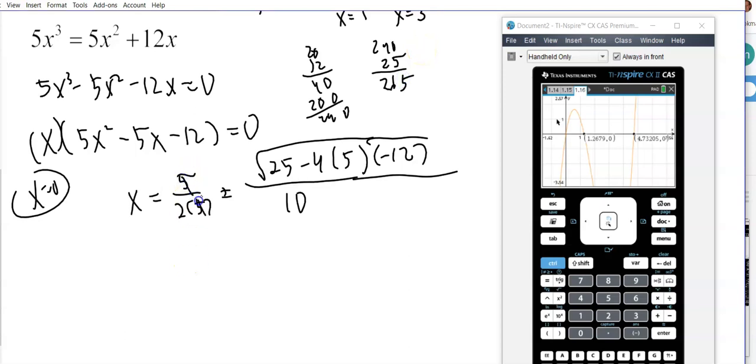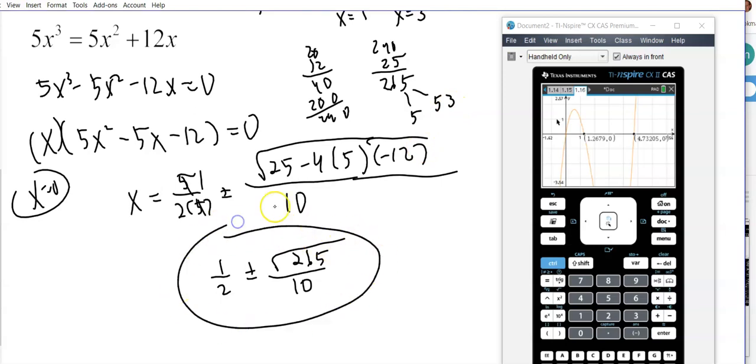Okay, so you get 5 over 10, which is 1/2, plus or minus the square root of 265 all over 10. Prime factorize that. 5, 53. 53 might be prime. Maybe that is just prime. I think that might be your answer.